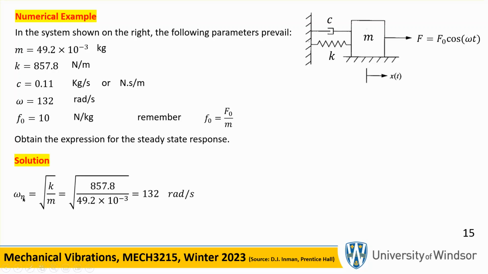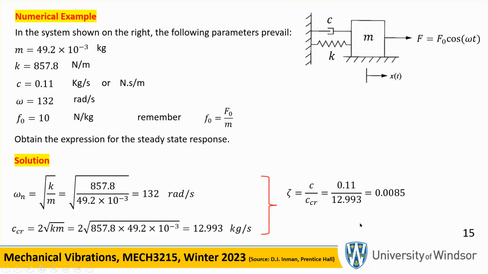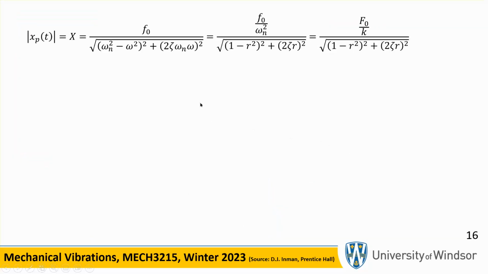So I need omega n, and as soon as you get omega n, you need the critical damping, by the way, it's right there. But first of all, if you find the critical damping, you're given the C, find the damping ratio, and this is an underdamped situation because it's less than 1. Now, you can use this, but I don't want to do that. I want to use the form that I like, big X equal to this.